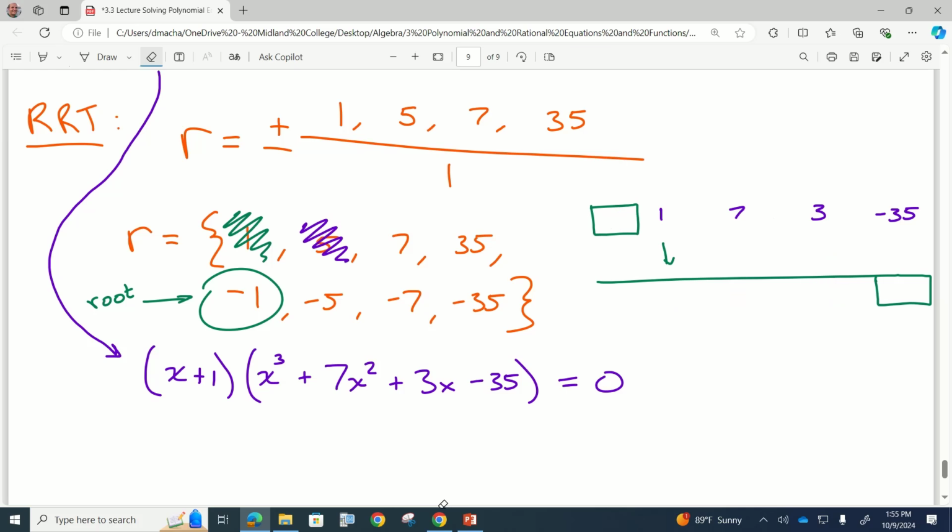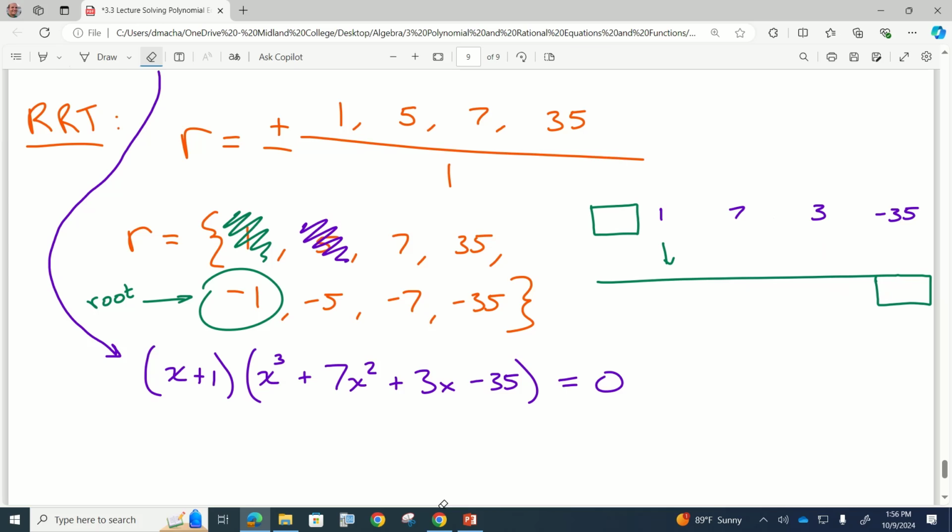Negative 1? Yeah, let's try negative 1 again. It might be a repeated root for all we know. So bring down the 1. 1 times negative 1 is negative 1. Plus 7 is 6. Times negative 1 is negative 6. Plus 3 is negative 3. Times negative 1 is 3. Plus negative 35 is negative 32. Nope. So it's not a repeated root. It was only a root with multiplicity of 1.